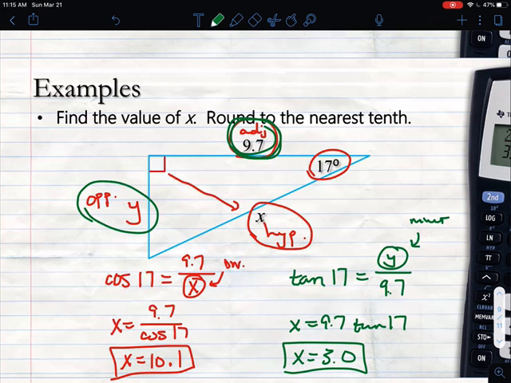So if you're trying to solve for two different sides of your triangle, you need to make sure you set up two completely different equations. So figure out which two trig ratios you need, set one up to find x, set the other one up to find y, and then solve using your multiply or divide.